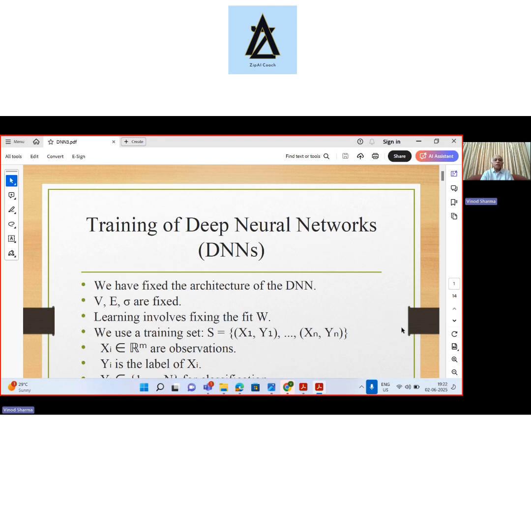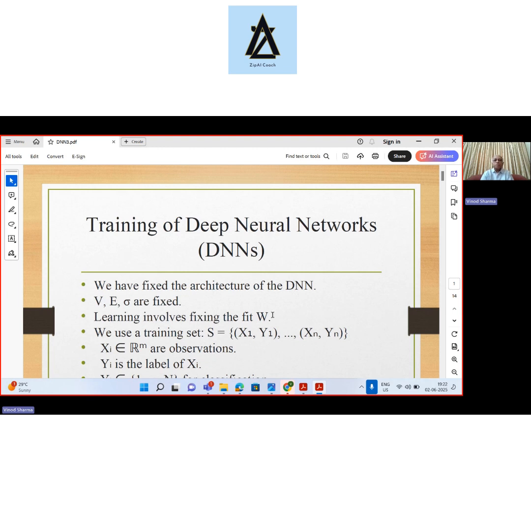So we start with a fixed architecture of DNN. That is, we fix the set of vertices or nodes, the set of edges, which node is connected to which node in the network, and the activation function that we are going to use at the hidden layers. What needs to be done is to fix the weights attached to the edges. In other words, the weight set W needs to be learned.